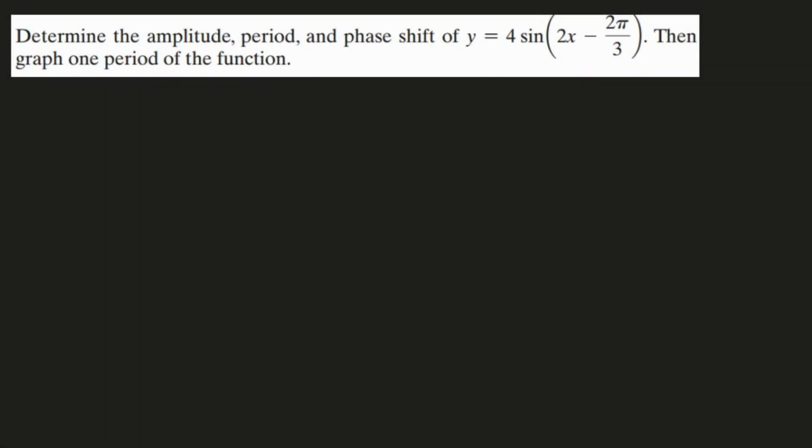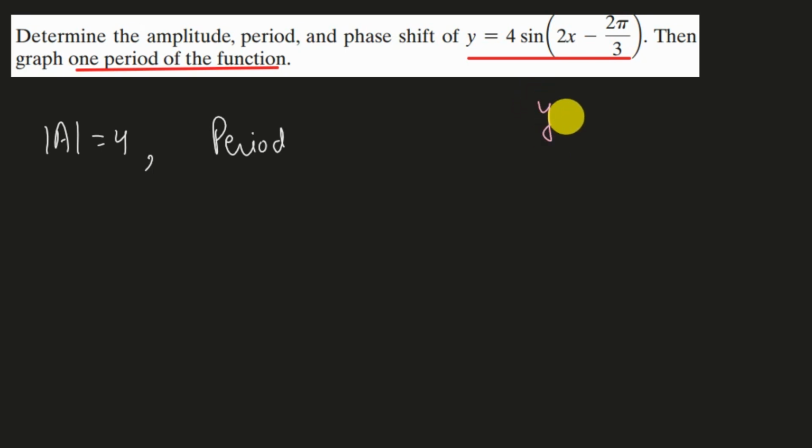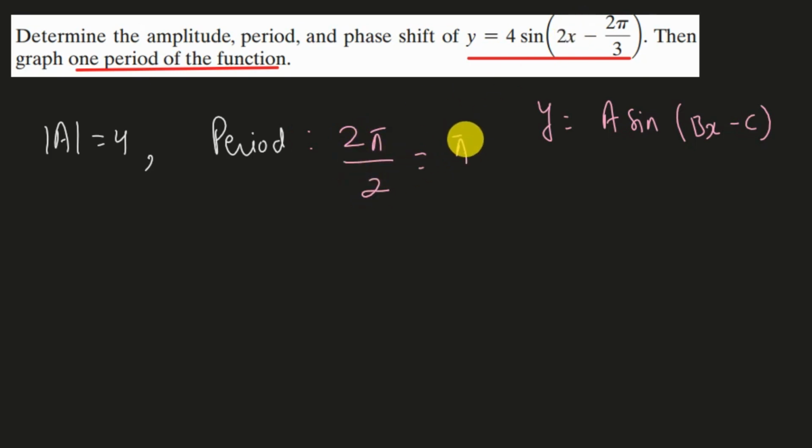Now here we have to sketch this function y equals 4 sine (2x minus 2 pi by 3) for one period of the function. Okay. So first of all, I'm going to write the amplitude. Amplitude would be 4 here, right? Then period is 2 pi by b. Now if you compare it with the standard function y equals a sine (bx minus c), here the period is 2 pi by b, b here is 2, so that would be pi. So pi would be the period.